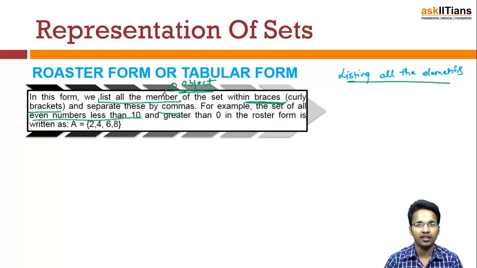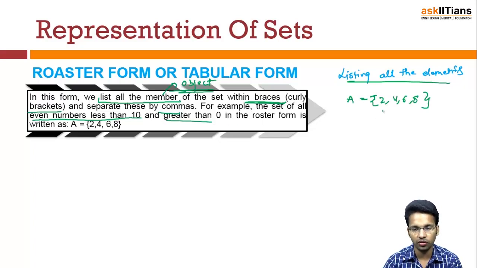Same, the set of all even numbers less than 10. Now if somebody says represent this as a set, I will write it as A is equal to {2, 4, 6, 8}. And again, greater than 0 is also given, so 2, 4, 6, 8 is written as this one. So this is the roster form.